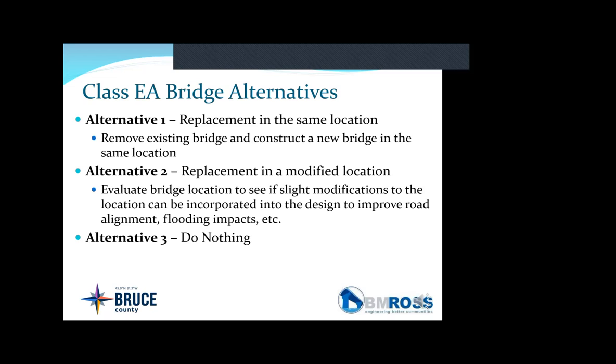Alternative 1 would be replacement of the bridge in the same location and alignment as the existing crossing. Alternative 2 would be to replace the bridge in a slightly modified location. A third option, alternative 3, would be to do nothing. When completing a class environmental assessment process, the do nothing option must always be considered if the impacts associated with the other alternatives become too great.